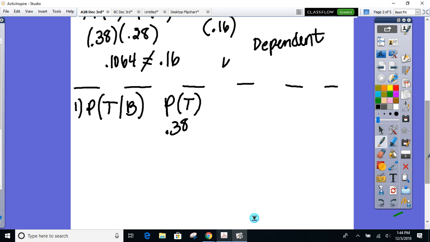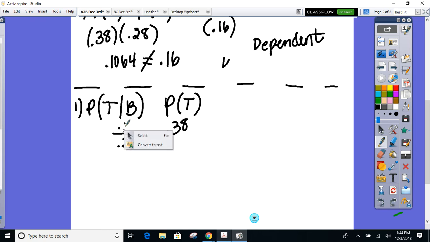Probability of T given B. What should go on the bottom? What already happened? What already happened here? Brakes, right? I'm giving you brakes, so what's the probability of brakes so I can put it in the denominator? 0.28, and what goes on the top on these type of probabilities? Both, so transmission and brake, 0.16.